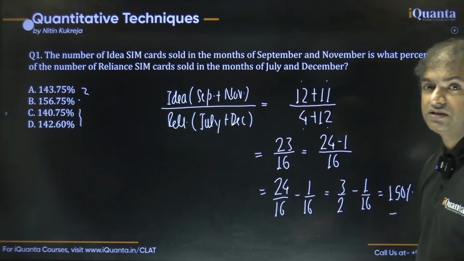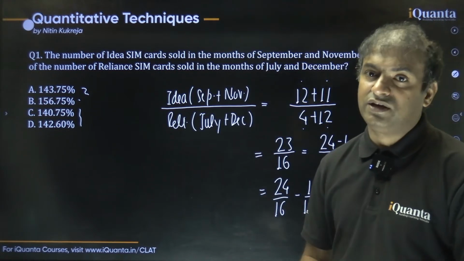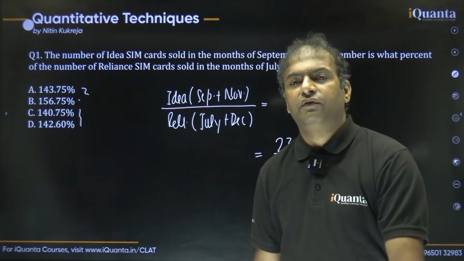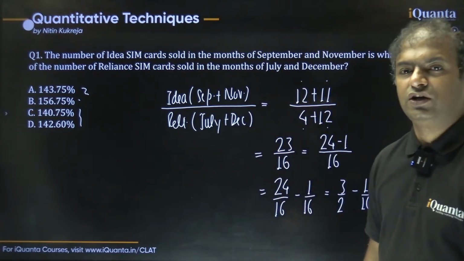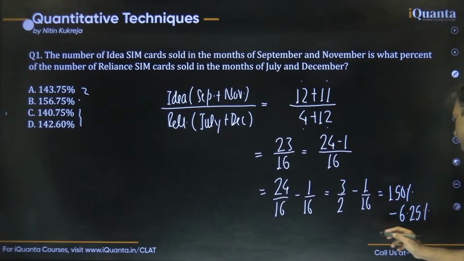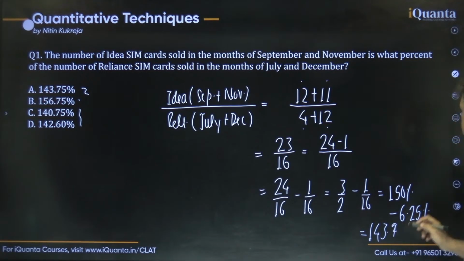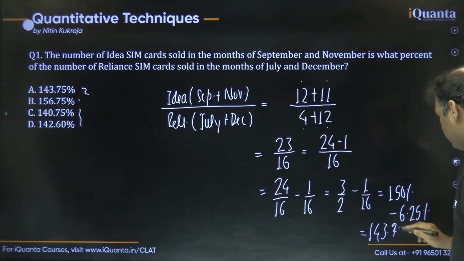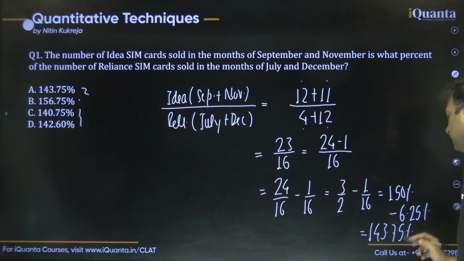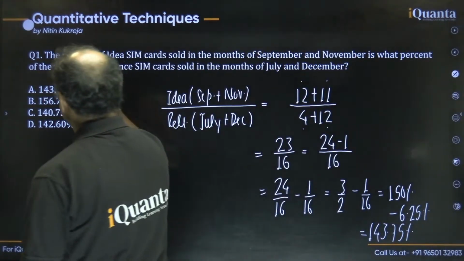1 by 16 you can say is half of 1 by 8. 1 by 8 you can say is half of 1 by 4. 1 by 4 is 25%. So 1 by 8 is 12.5. So 1 by 16 is half of 12.5, which is 6.25, right? So 150% minus 6.25% will give us 143.75 percentage. So this is how we can do that. All right, simple, and this will give us option number A as the answer.